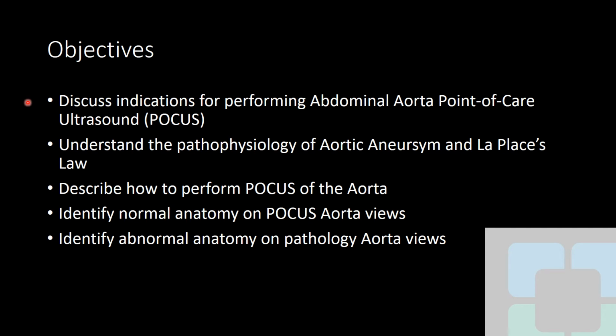Reviewing briefly our objectives, after this lecture we will talk about each of these: discussing indications for the abdominal aorta exam, understanding the pathophysiology and the development of aortic aneurysm. We'll describe how to perform the exam in detail. We will talk about the different anatomy you will see on an ultrasound view, and we'll talk about the pathology and what that looks like on an ultrasound view.